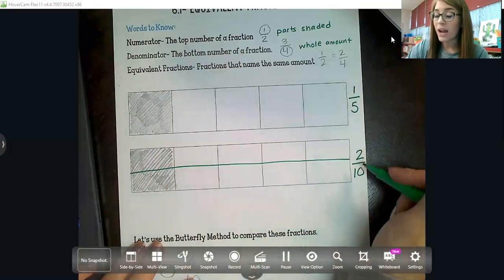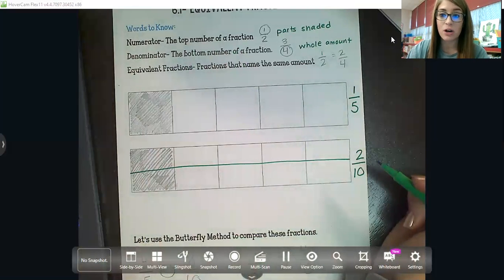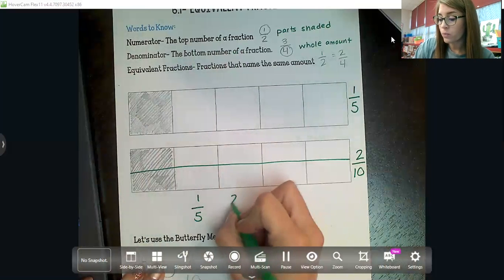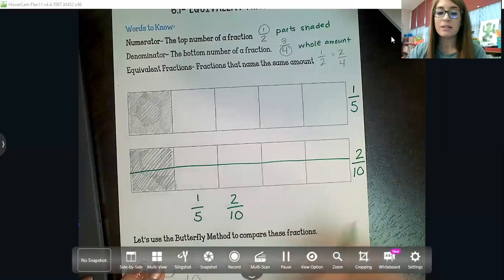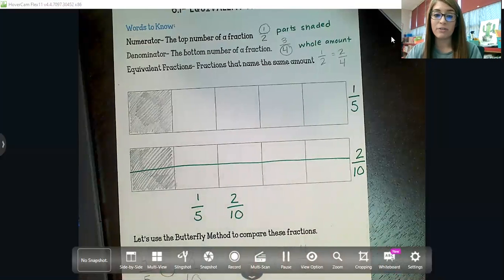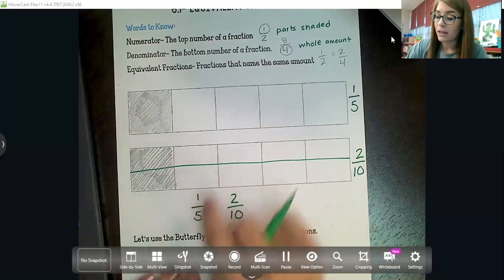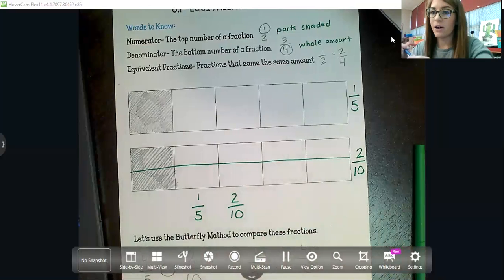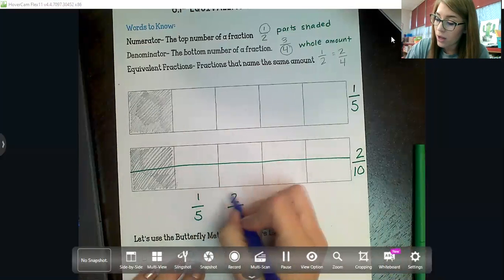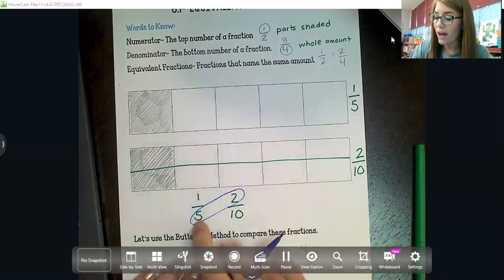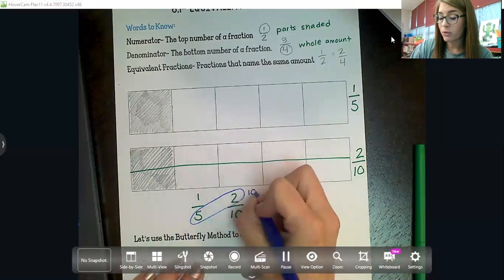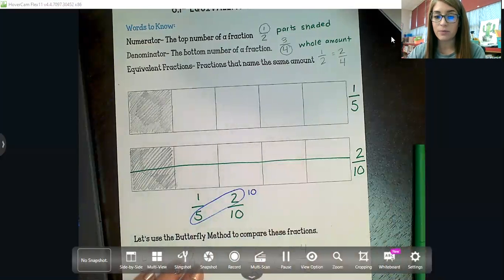So one way that I can compare to see if these are equivalent is I can write them side by side like this, 1/5 and 2/10. I'm gonna do something called the butterfly method, okay? All right. So what that means is I'm going to, let me get a different color here so it kind of stands out. I'm going to kind of make little butterfly wings like this, okay? What is 5 times 2? Very good, that is 10. So I'm gonna write a 10 right there up by that 2, okay?